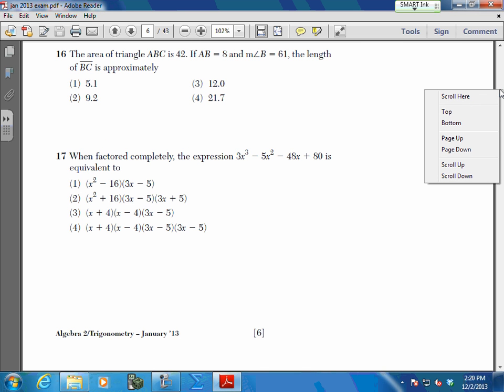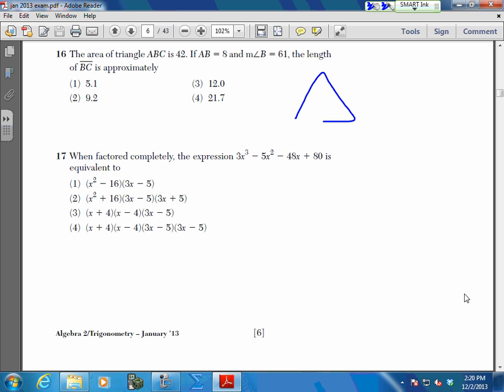In 16, this is an area of a triangle. Since they do not tell you that this is a right triangle, don't assume it is. Just draw a triangle and label it A, B, C. So your area is 42.